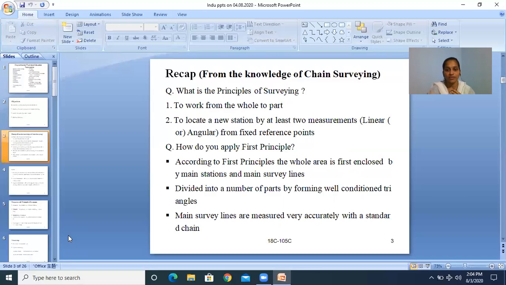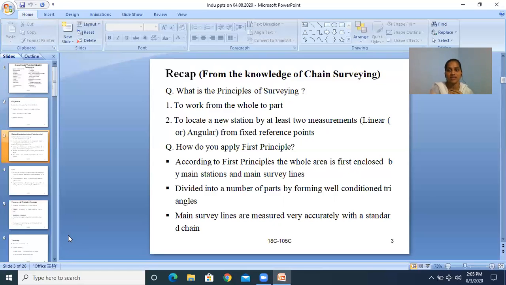How do you apply the first principle? According to the first principle, the whole area is first enclosed by main stations and main survey lines. I have discussed main stations and main survey lines. What do you mean by station?